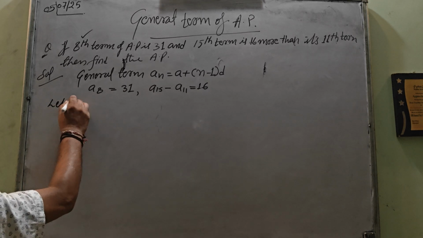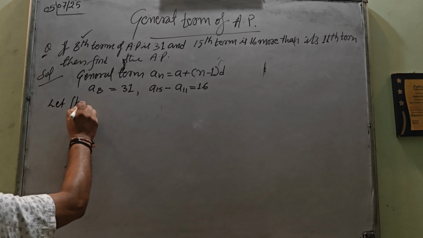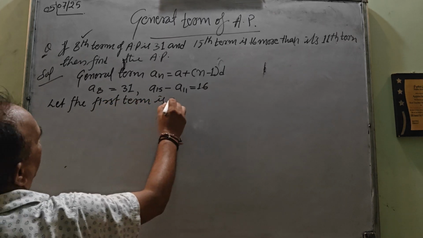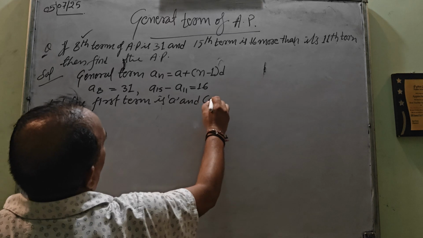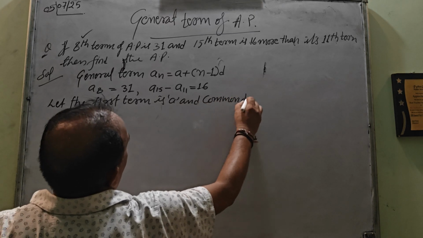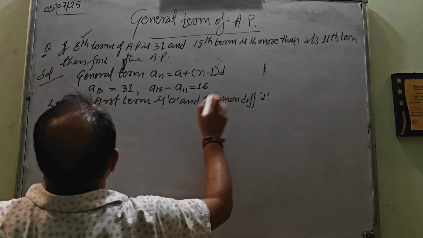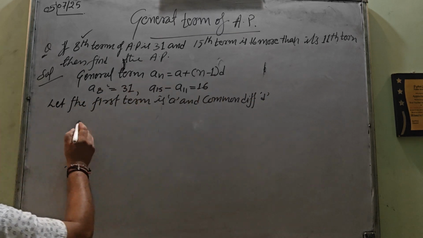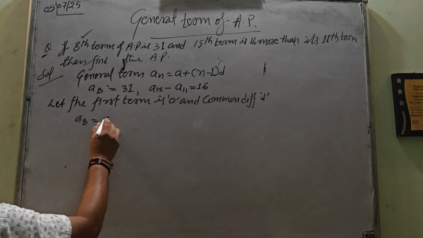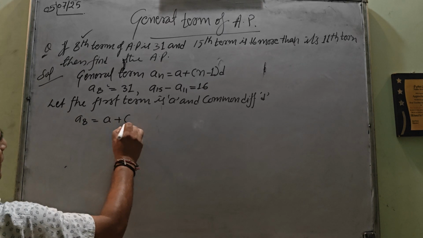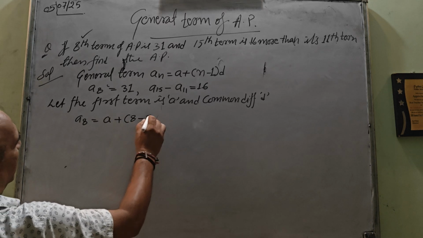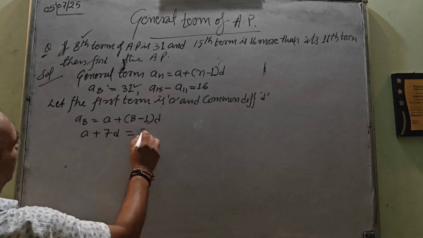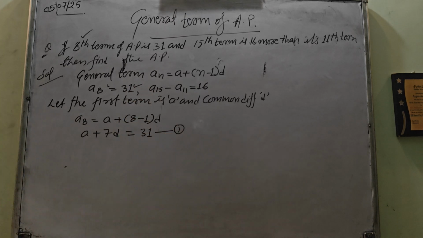First of all, let the first term be A and common difference D. Now a8, we put the value here. a8 is equal to A plus 8 minus 1 into D, that is A plus 7D, and a8 is 31. It becomes equation 1.